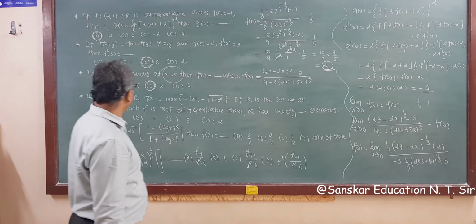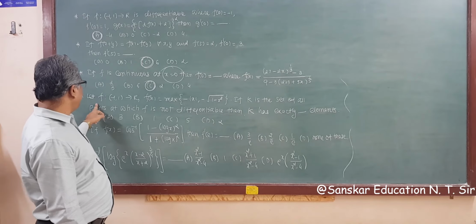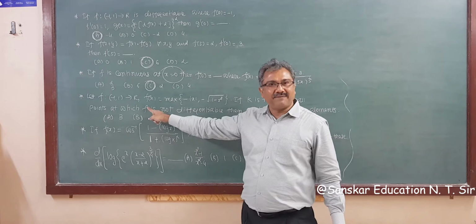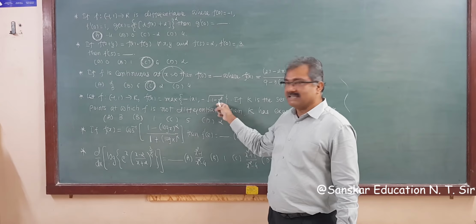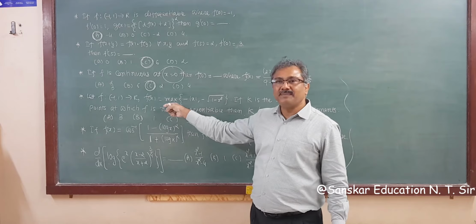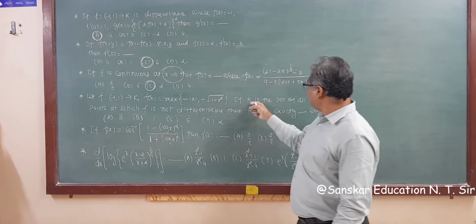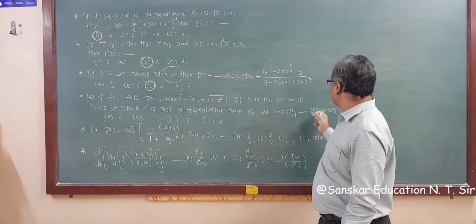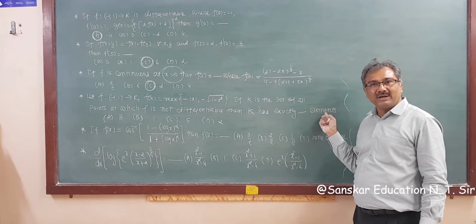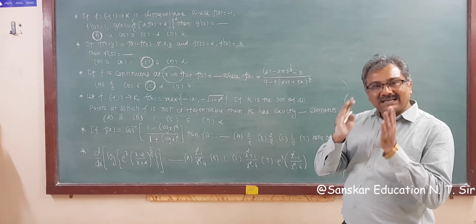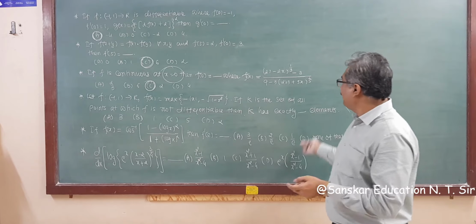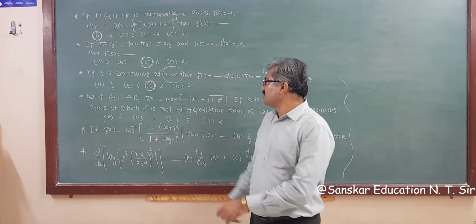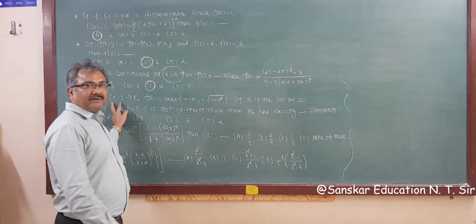So the next question is, let f from -1 comma 1 to R, f(x) is equal to the maximum of this. So we have to take f(x) as the maximum value of this and this, right? So out of these two we have to take the maximum value as f(x). If K is the set of all points at which f is not differentiable, then K has exactly blank elements. Then K has how many elements? So we have to find the number of elements at which the function is not differentiable. So the interval domain is given -1 to 1.